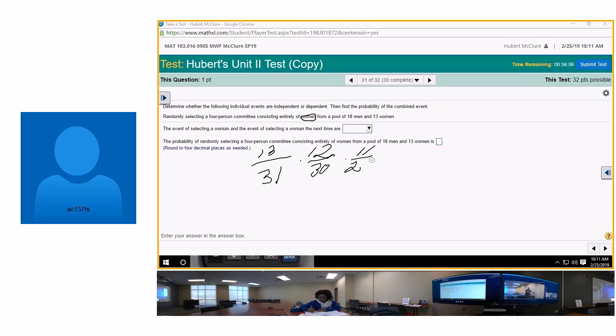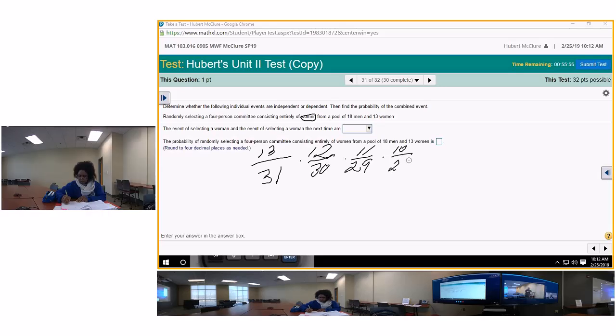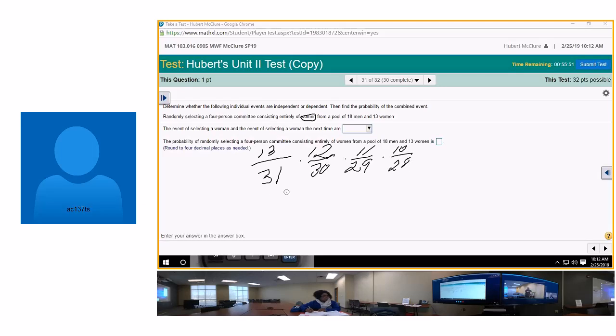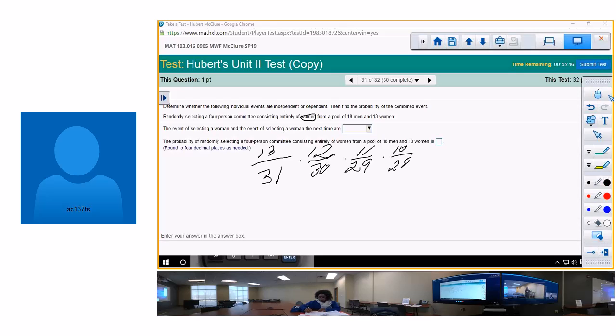How many women are we picking? A 4-person committee, so one more. 10 times what? 28. 10 over 28. I hope they ask for a decimal. Yes, hallelujah. All right, we know it's dependent. Why is it dependent? Because you can't pick a body twice. So that means without replacement, because once you pick Jane, you can't pick Jane again because Jane is out of the group. So now multiply all that together and give me 4 decimal places.